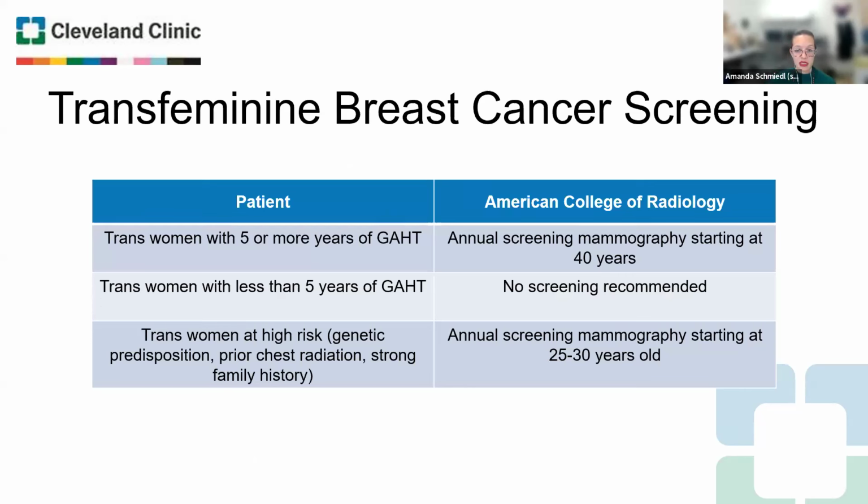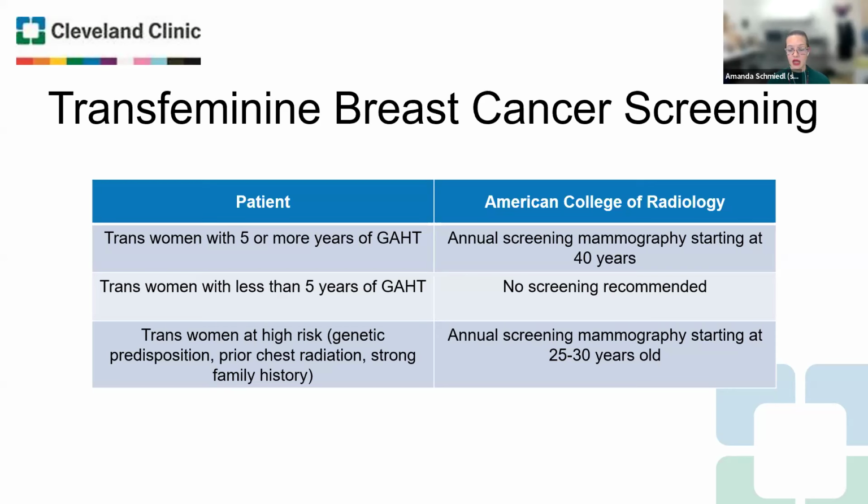So, trans feminine breast cancer screening. If you are a trans woman with 5 or more years of gender affirming hormone therapy, you should have an annual screening mammography starting at 40 years. Less than 5 years of hormone therapy, no screening is recommended. Based on our data and our research, no screening is recommended under 5 years.